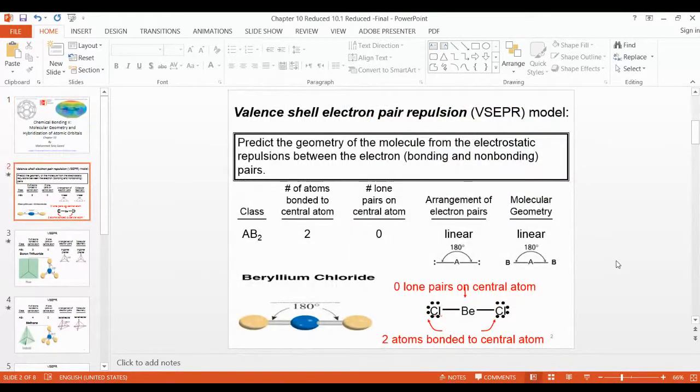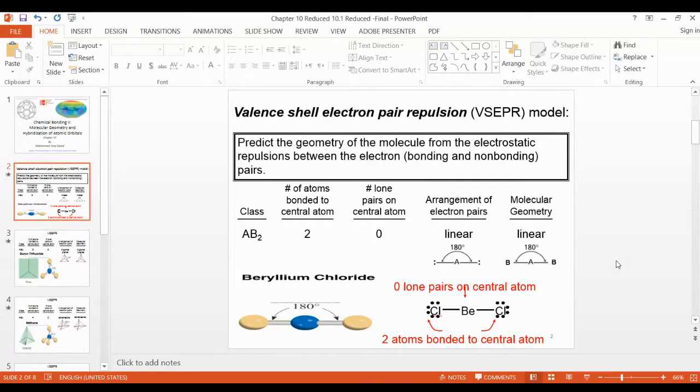What actually is this one? What is molecular geometry? The valence shell electron pair repulsion theory. We will use this theory in this chapter, chapter 10.1 only. VSEPR theory. What is VSEPR theory? V for valence, S for shell, E for electron, P for pair, R for repulsion. So what is it telling? Valence shell electron pair repulsion theory.